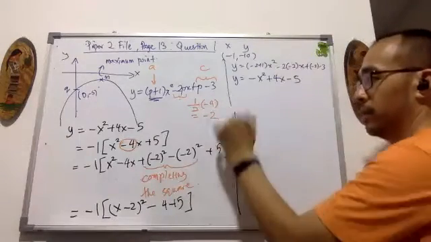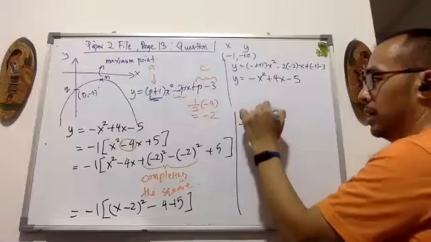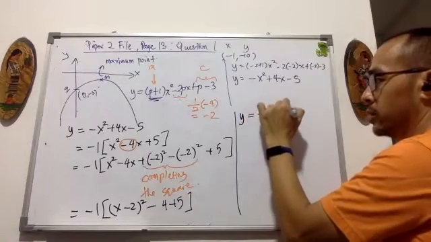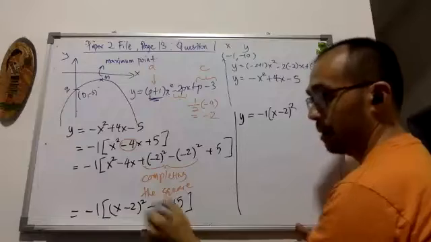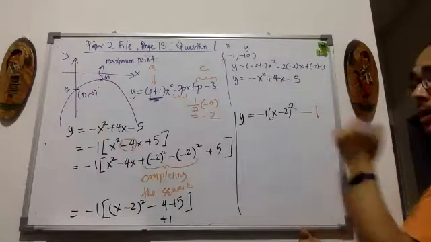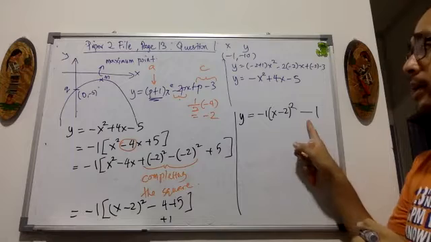Okay, then let me finish up this one. This will be y equals to negative 1. I'm going to bring this minus x squared. Minus 4 plus 5 is actually plus 1, but multiplied by minus 1 will be minus 1. Okay, so this is my answer for this one.